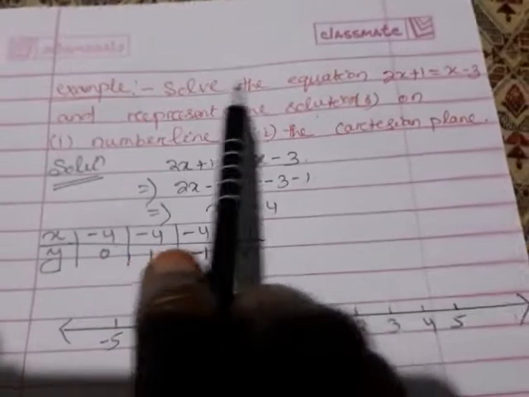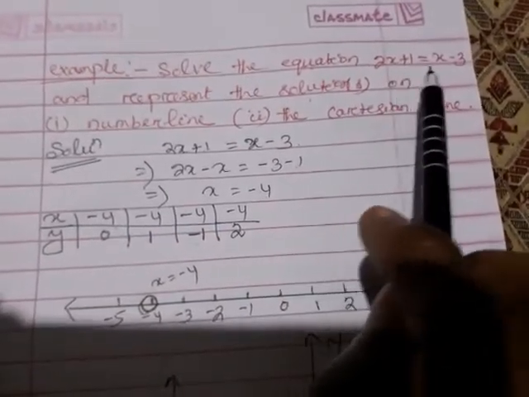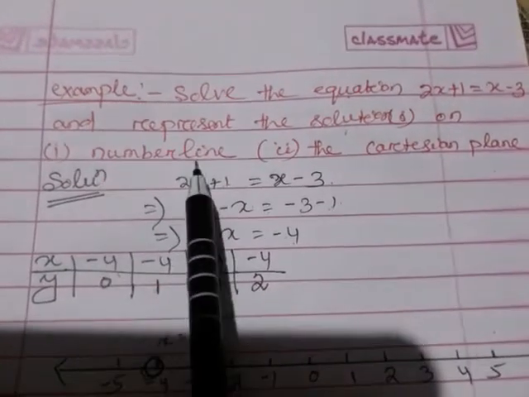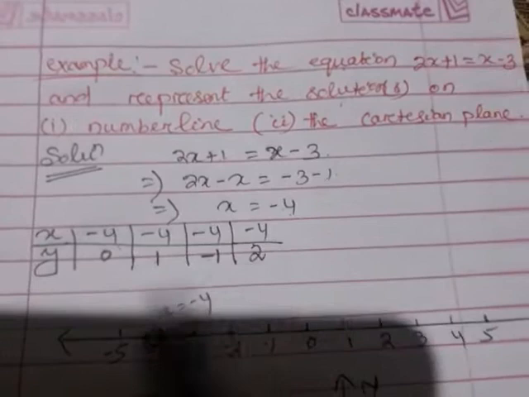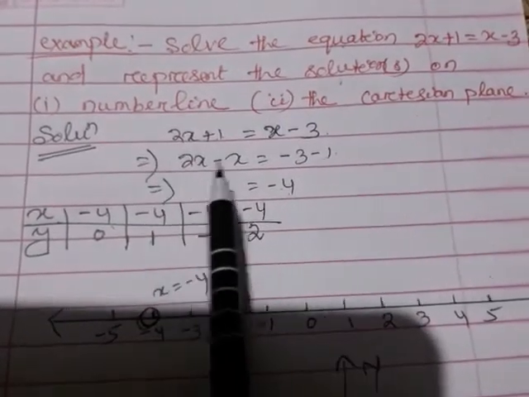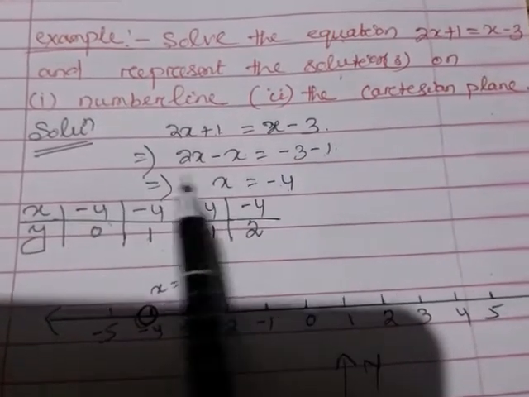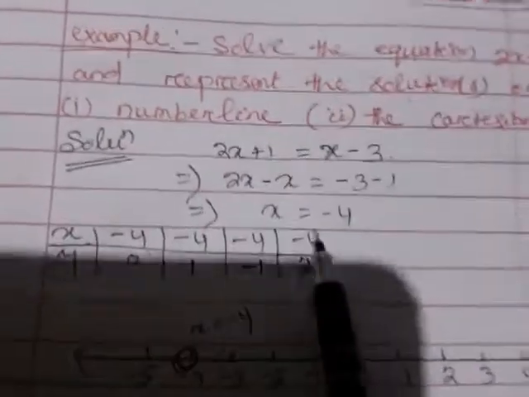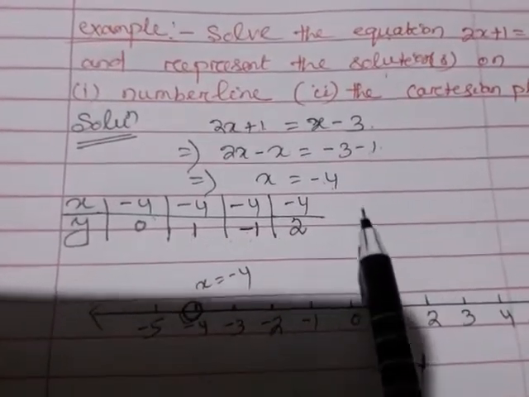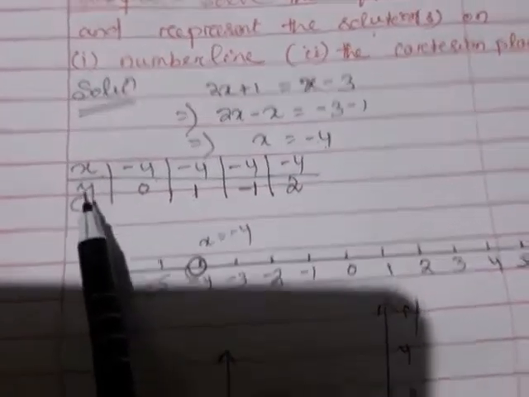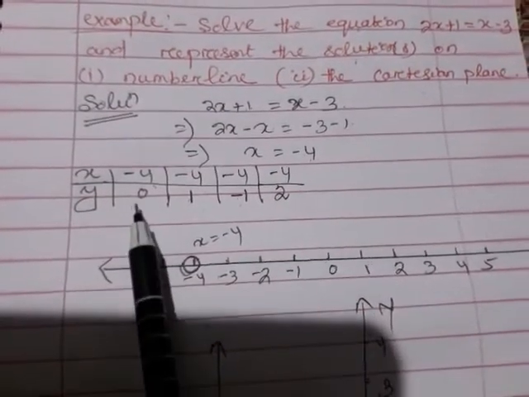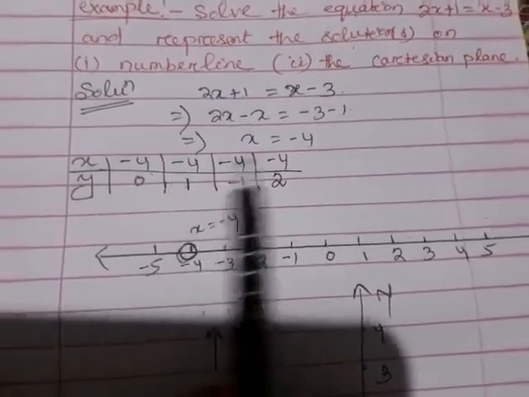Next example. Solve the equation 2x plus 1 is equal to x minus 3 and represent the solutions on number line and the Cartesian plane. Its solution: 2x plus 1 is equal to x minus 3. This implies that 2x minus x is equal to minus 3 minus 1. This implies that x is equal to minus 4. We know that if x is equal to a, then it is parallel to y axis. Here its possible solution: x is equal to minus 4, that is whatever may be the value of y, the value of x is always minus 4.